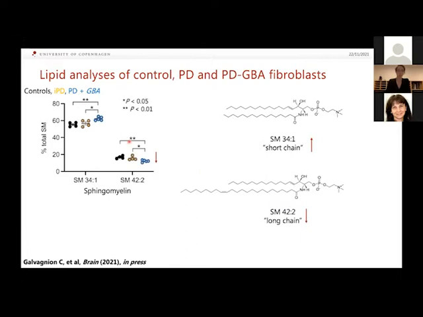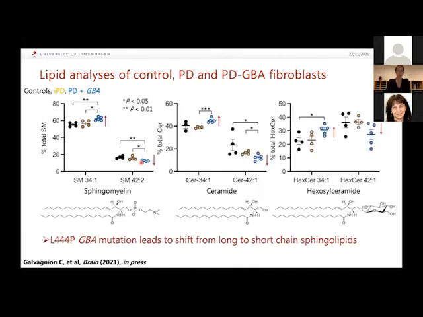And what we observe is that in the fibroblasts of PD patients with the GBA mutation, the level of the short chain sphingolipid, here sphingomyelin, was increased, whereas the level of the long chain sphingomyelin was decreased. And the same trend was observed for the other sphingolipids that we could detect, which were ceramide and hexosylceramide. So for all those lipids, this L444P GBA mutation led to a shift from the long chain to the short chain sphingolipid.